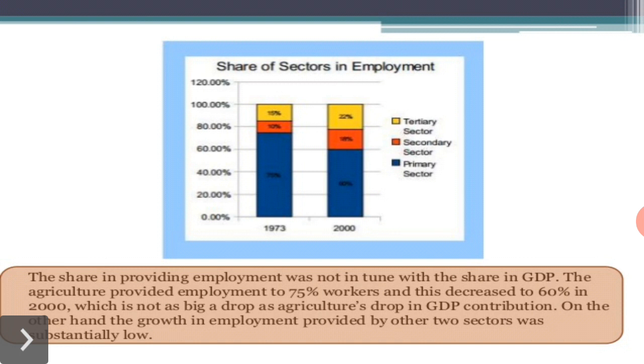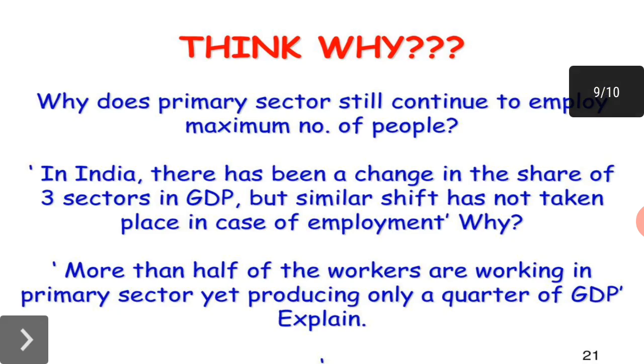And the share in providing employment was not in tune with the share of GDP. Agriculture provided employment to 75% of workers, and this decreased to 60% in 2000, which is not as big a drop as agriculture's drop in GDP contribution. On the other hand, the growth in employment provided by the other two sectors was substantially low.